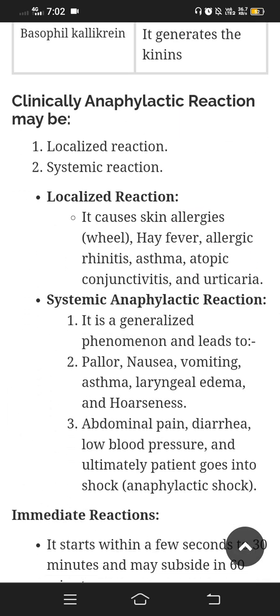Clinically, anaphylactic reaction may be a localized reaction or a systemic reaction. Localized reaction causes skin allergies, wheal and hay fever, allergic rhinitis, asthma, atopic conjunctivitis and urticaria.